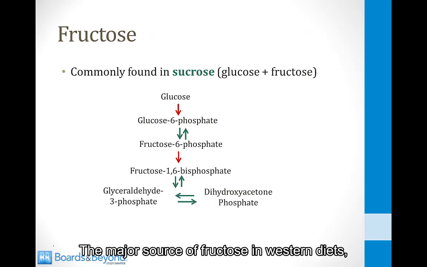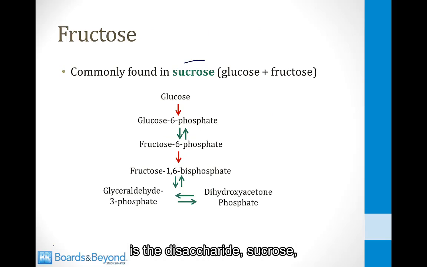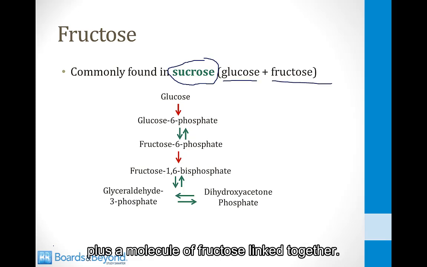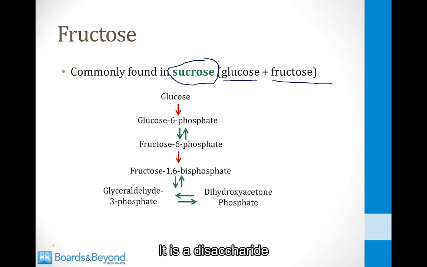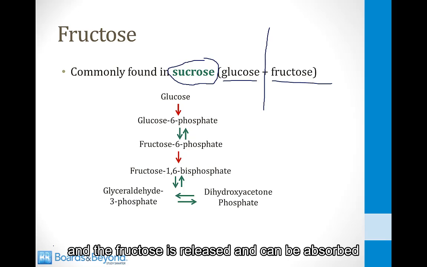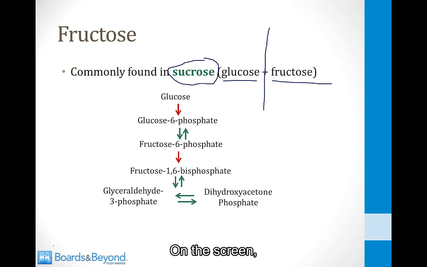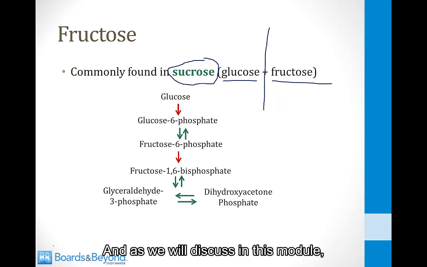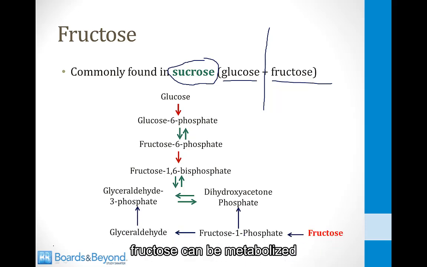The major source of fructose in Western diets is the disaccharide sucrose, which is table sugar. Sucrose is made up of a molecule of glucose plus a molecule of fructose linked together. That disaccharide is split in the intestine, and the fructose is released and can be absorbed by the GI tract. On the screen, I've shown you the initial reactions of glycolysis, and as we will discuss in this module, fructose can be metabolized and feed into the pathway of glycolysis so it can be used to create energy.